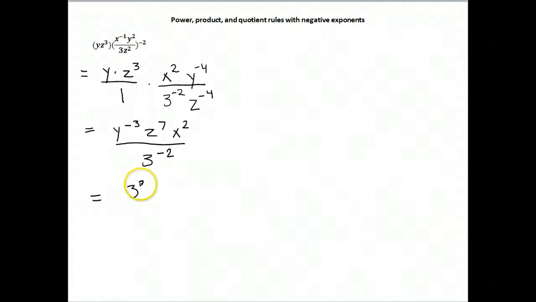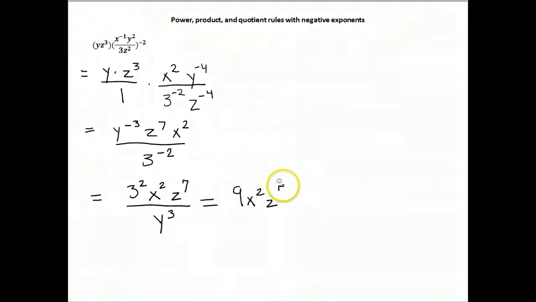3 squared. I'm going to put this in alphabetical order. Then x to the second, z to the seventh, over, so this y cubed would come down to the bottom, and it's now positive. But we can actually square 3, so that would give us 9x squared z to the seventh over y cubed.